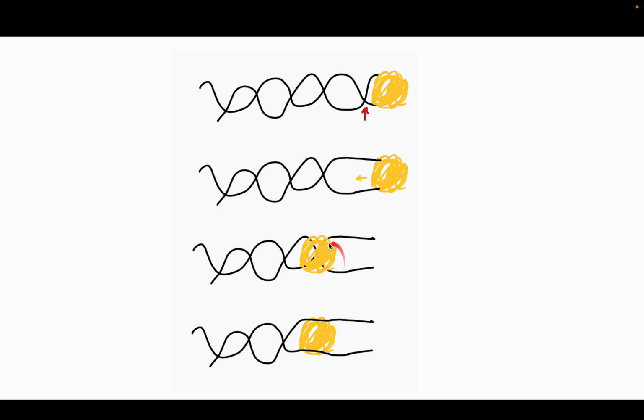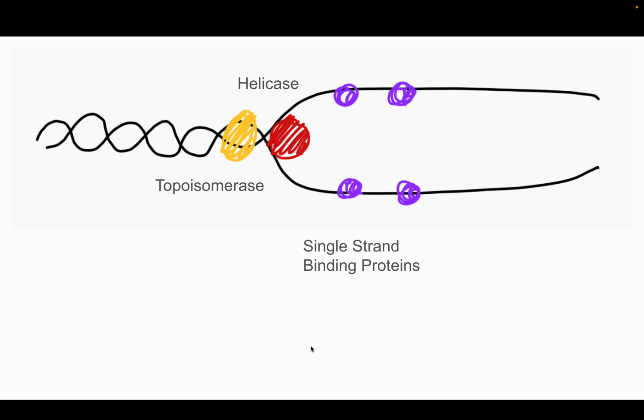And so as topoisomerase does its thing, you'll notice that there aren't as many intertwinings, and so the tension is not as prominent. And so this is what it looks like broadly. We have the single strand binding proteins, the helicase, which separates the two strands, and we have topoisomerase, which relieves that tension. But how is DNA actually synthesized? How is it actually replicated? We have kind of the setup to it, but we need to now go into how it's actually done.